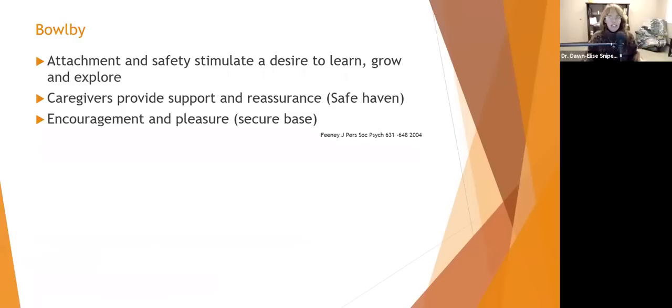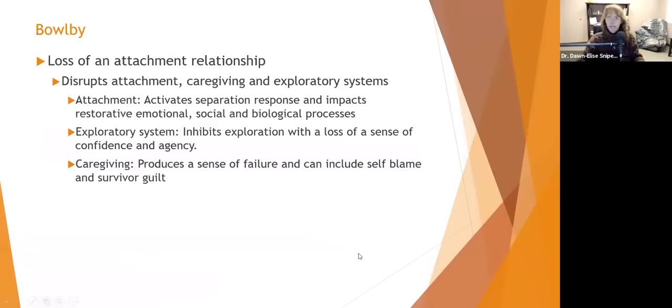That's what the secure attachment does. It says, okay, we got this, let's figure out how to fix it, and let's move on. Let's not stay stuck here in the painful moment. Loss of an attachment relationship disrupts attachment, caregiving, and exploratory symptoms. It activates the separation response and impacts restorative, emotional, social, and biological processes. Yeah, what does that mean?